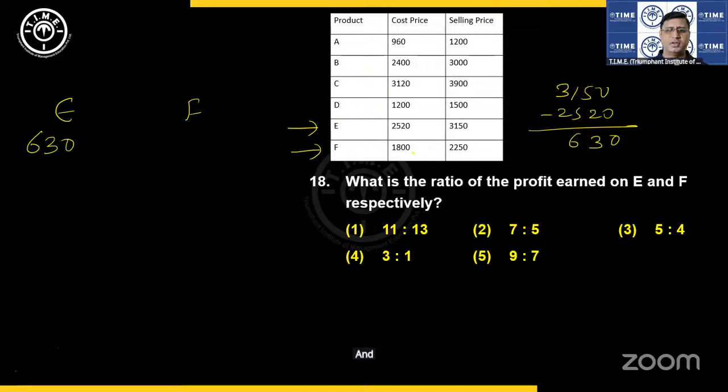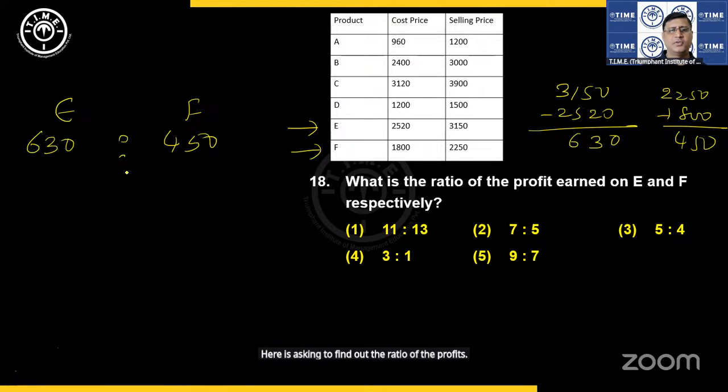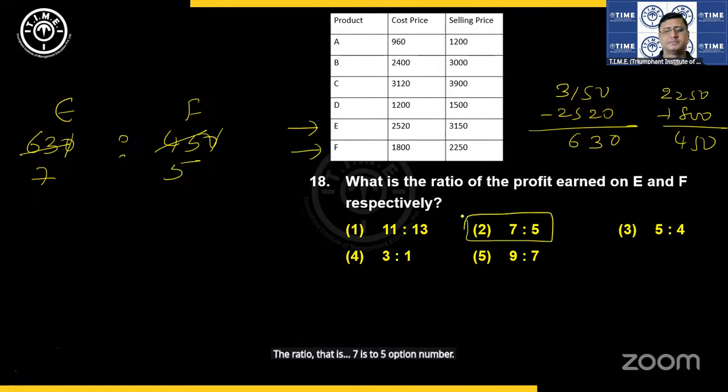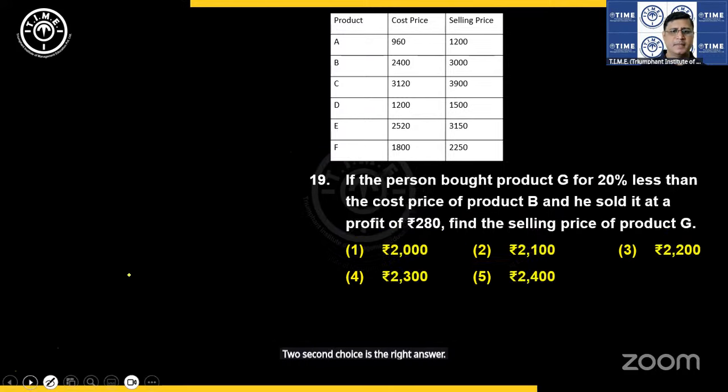And what about the value of F? 2,250 minus 1,800. That is 450. The value is 450. Here it is asking to find out the ratio of the profits. Simplify. 0 and 0 get cancelled. Now what next here? 9, 7 times and 5 times. The ratio, that is 7:5, option number 2. Second choice is the right answer.